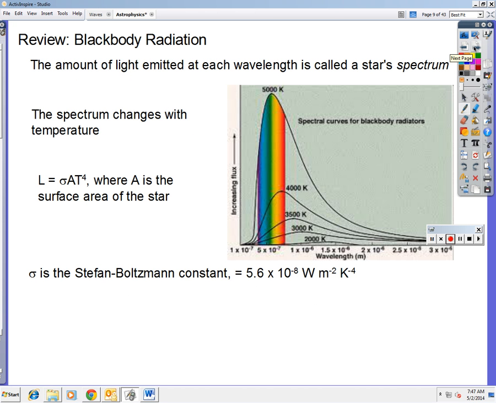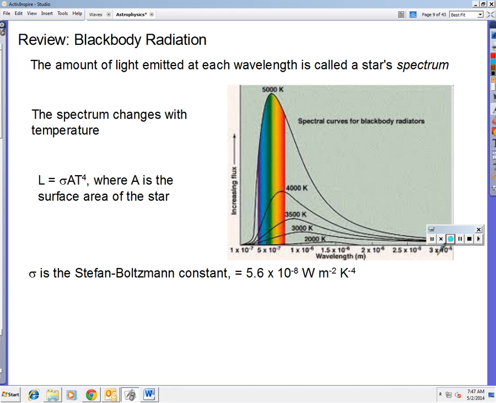There's a bit more review from topic 8, blackbody radiation, which is a particular pattern of radiation that looks like this. We have wavelength on the horizontal axis, and the intensity on the vertical axis. And you notice that it has 0 intensity at 0 wavelength. As the wavelength increases, the intensity increases too until it gets to a peak, and then it drops off at long wavelengths as well.